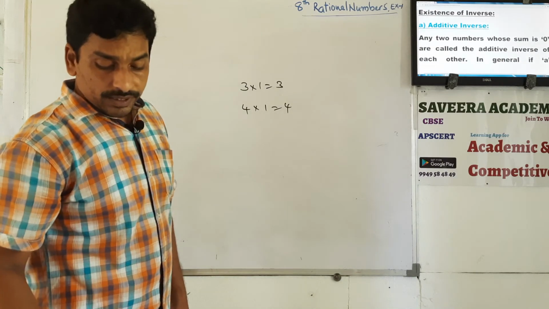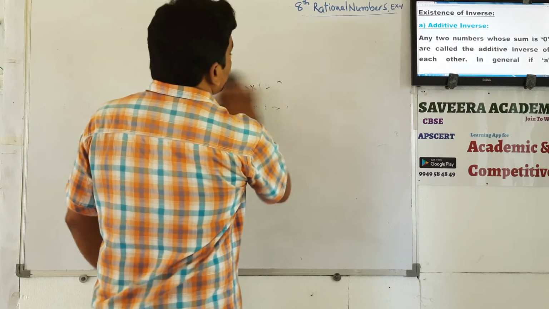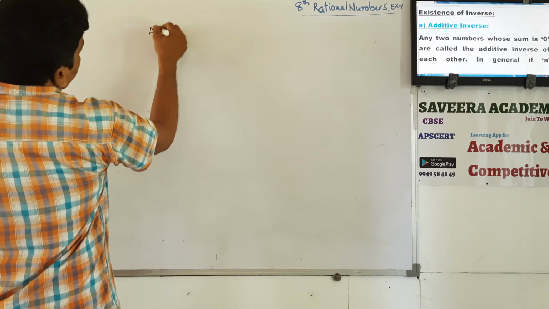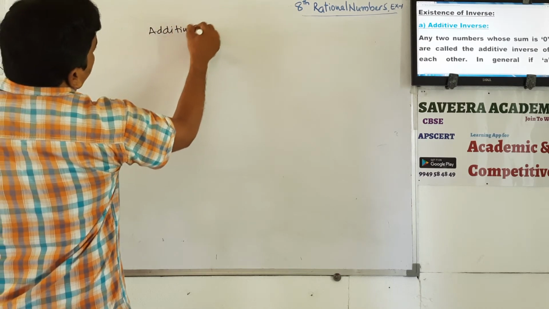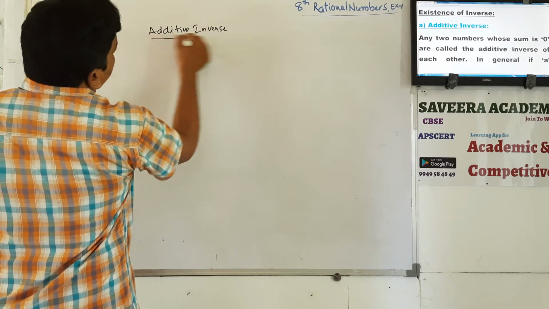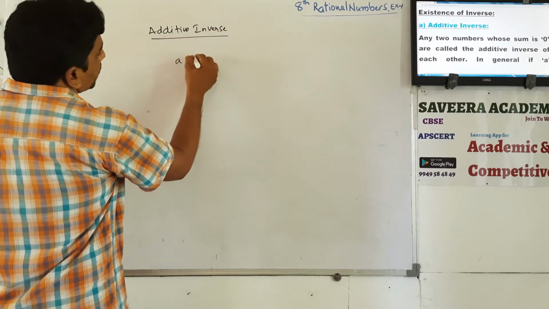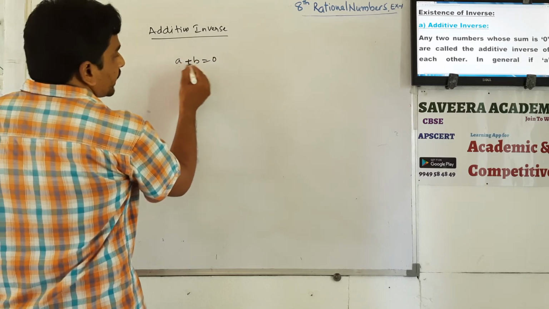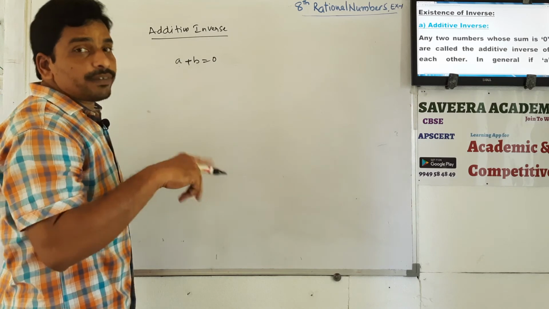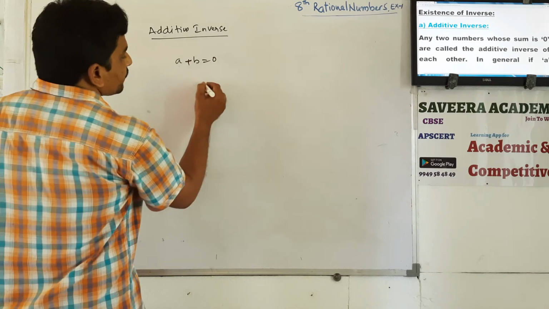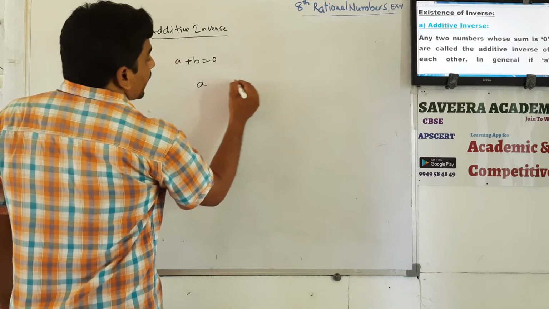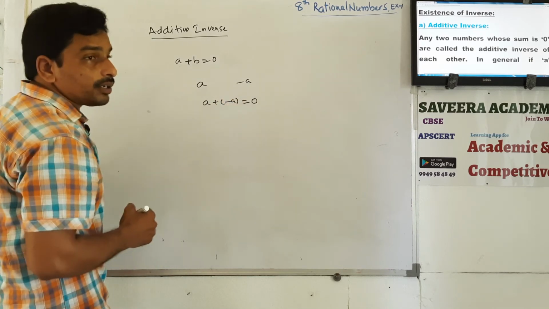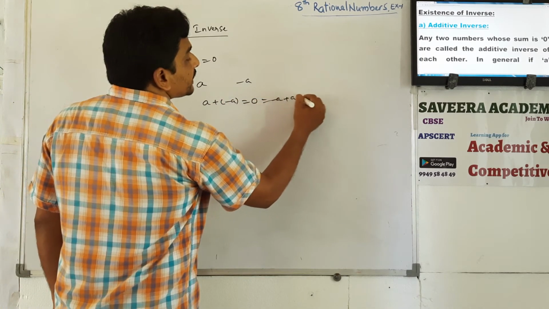Next, existence of inverse. This is also 2 types, additive inverse and multiplicative inverse. Additive inverse means, suppose if a plus b is equal to 0, then both a and b are called additive inverse of each other. Suppose if a is a number, then minus a is called its additive inverse, because a plus minus a is equal to 0, or minus a plus a is equal to 0.